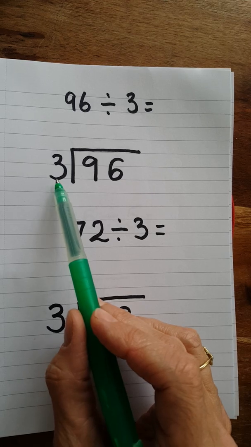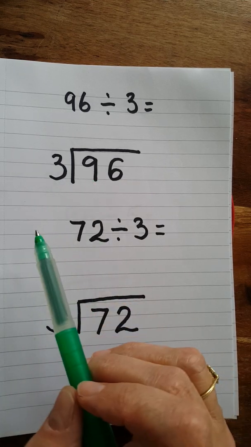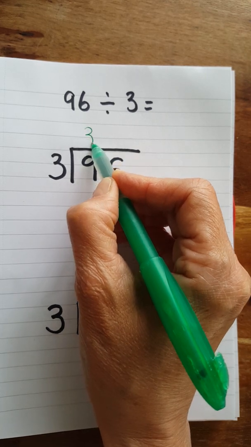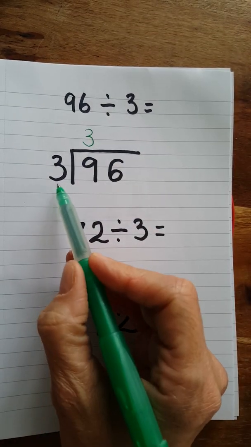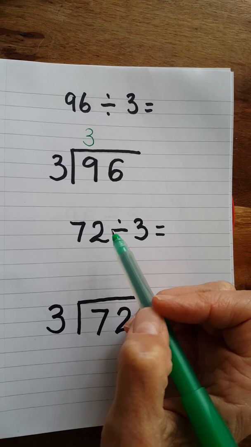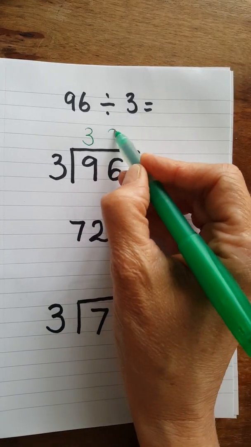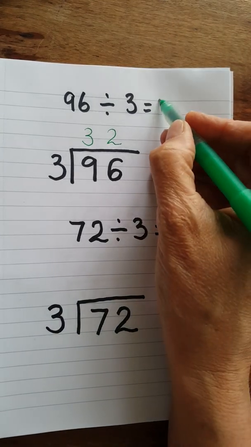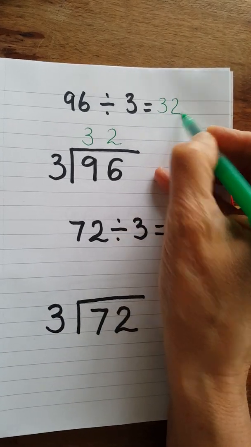You say to yourself, how many 3s in 9? And we know that there are 3 3s in 9. This is a really easy one. And then how many 3s in 6? There are 2 3s in 6. So the answer to 96 divided by 3 is 32.